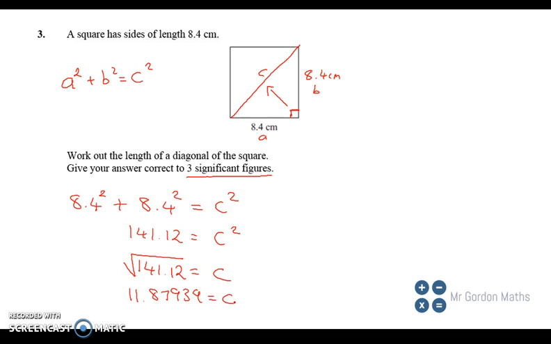And what we need to do now is round it up to get that final mark. So for 3 significant figures, well, 1, 2, 3. That's what we're allowed to keep. The number after the rounding line is a 7, which means that's going to round the 8 up. So 11.9 is what we are going to get to 3 significant figures. Okay, hopefully that's helpful.